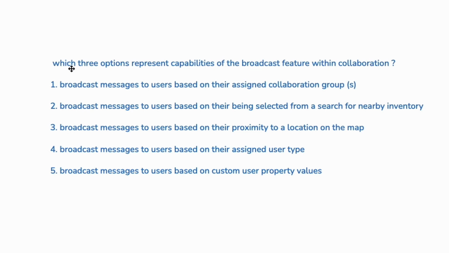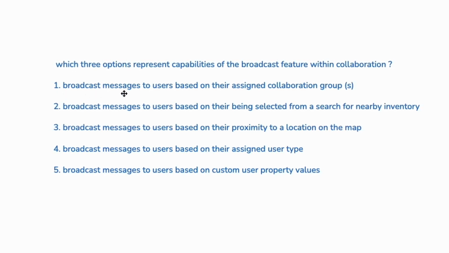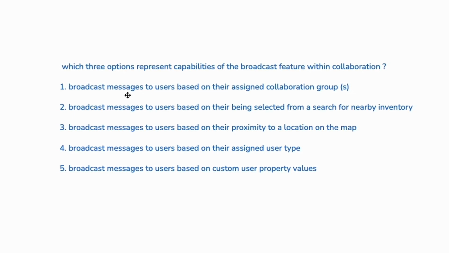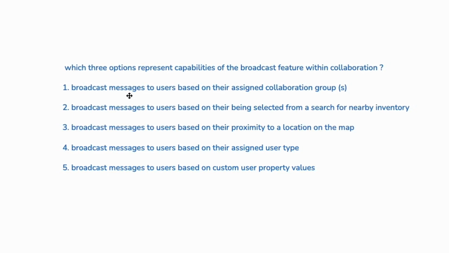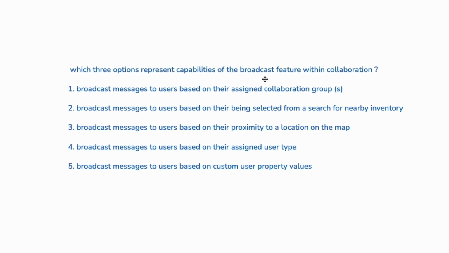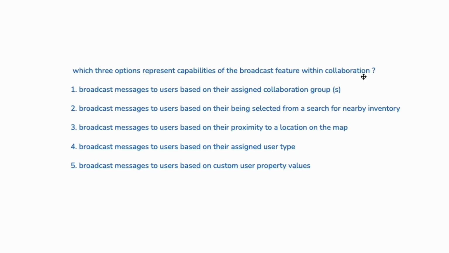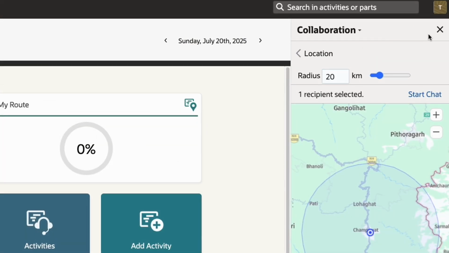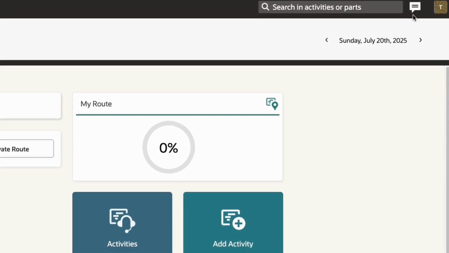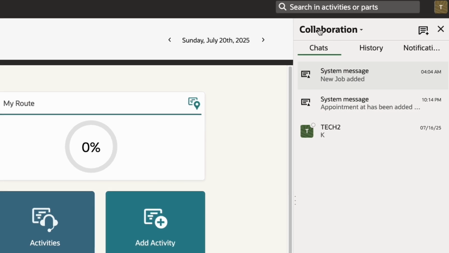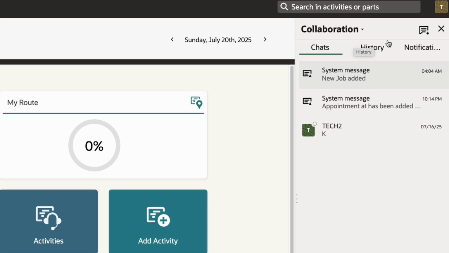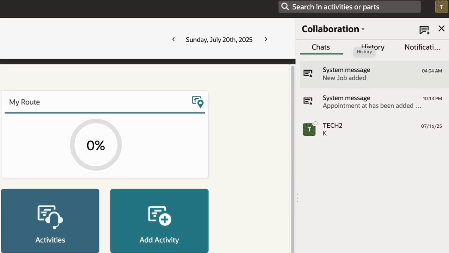This is the next question. This question is related to broadcast message. In Oracle Field Service collaboration, we can broadcast a message to multiple technicians. Here it is asking which three options represent capabilities of the broadcast feature within collaboration. In Oracle Field Service, there is a chat icon on the top right side. When you click this, it will open the collaboration. In collaboration, we can do one-to-one chat or we can broadcast a message.